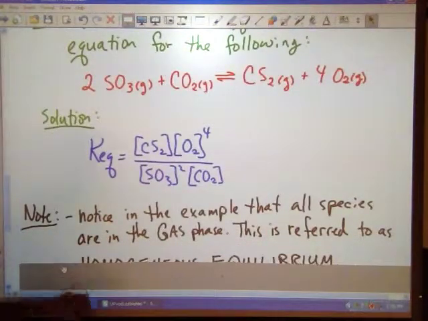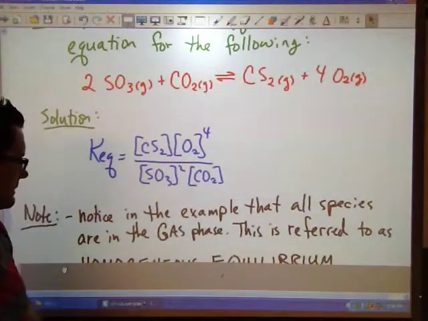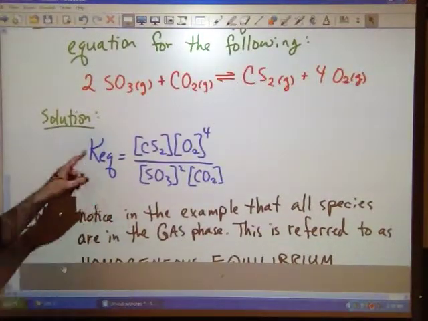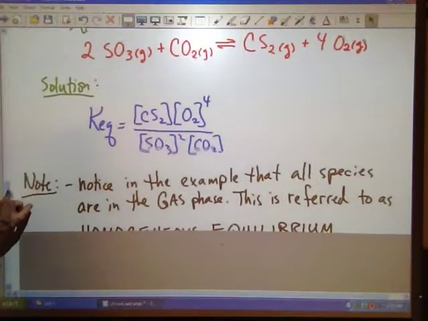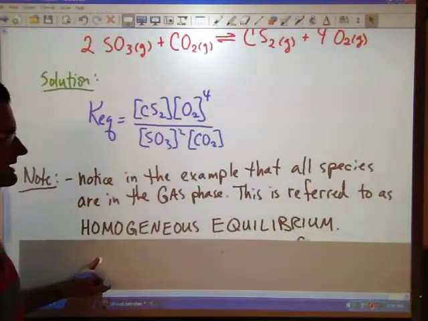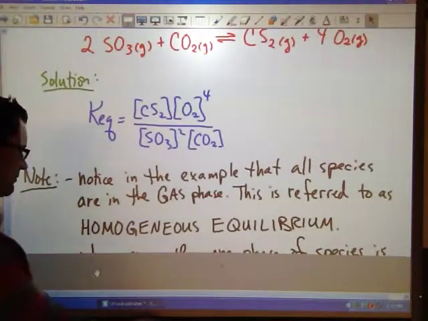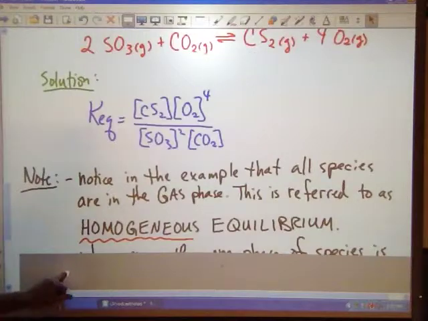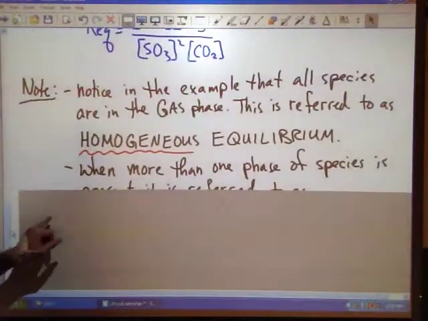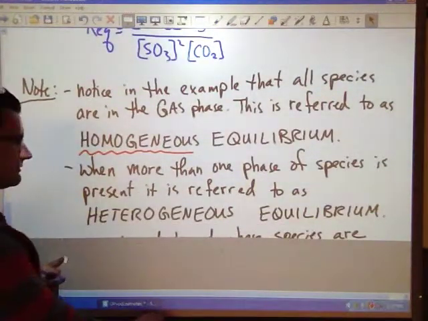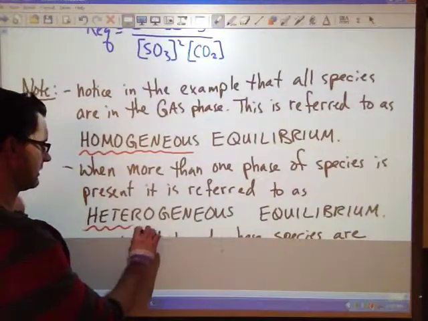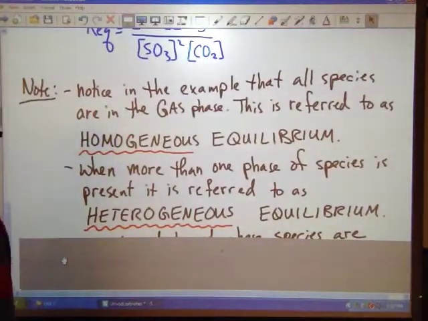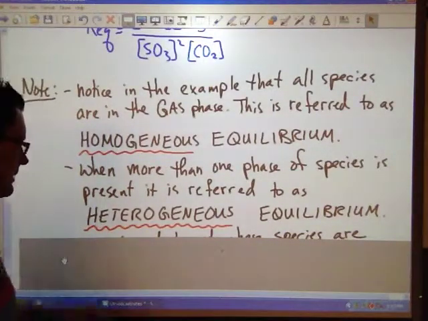A couple of things to note there in the final part of this segment. Notice in the example that all species are in the gas phase. If they are all in the same phase, that is referred to as a homogeneous equilibrium. If I had different phases in there, that is referred to as a heterogeneous equilibrium condition. So that's one thing to look for especially.